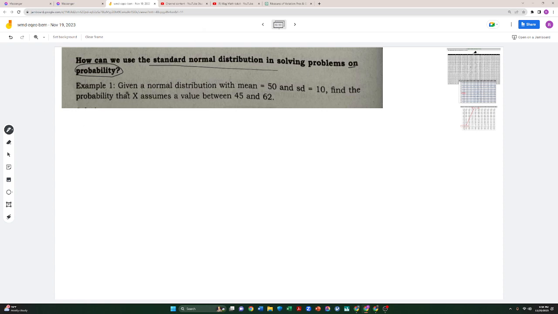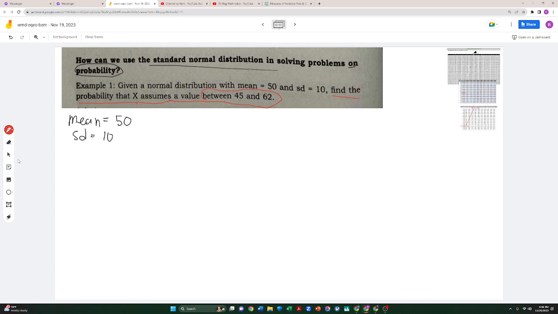Given a normal distribution with a mean of 50 and a standard deviation of 10, find the probability that x assumes a value between 45 and 62. Okay, again, find the probability that x assumes a value between 45 and 62. How to solve this?